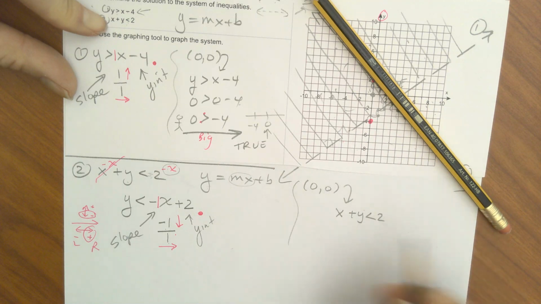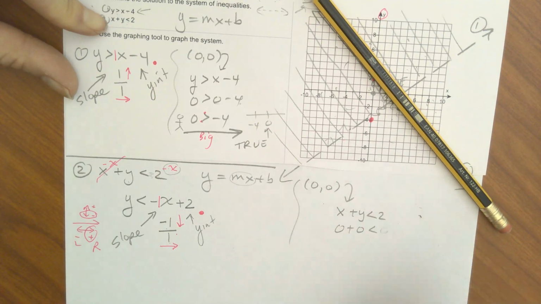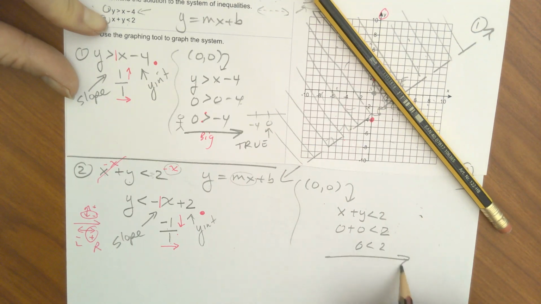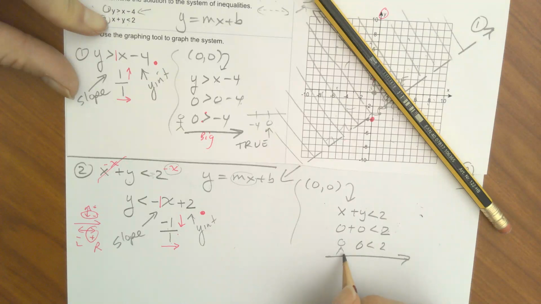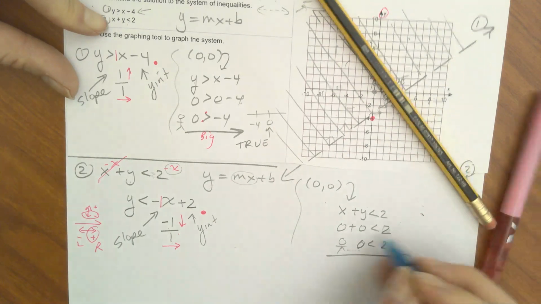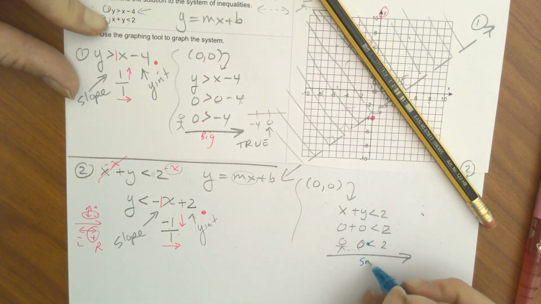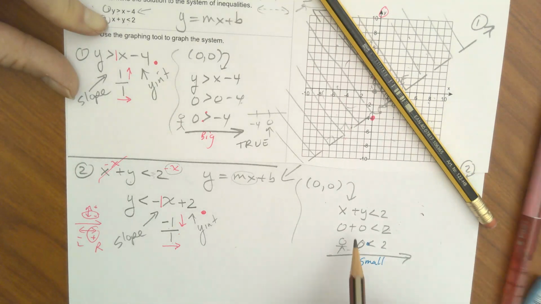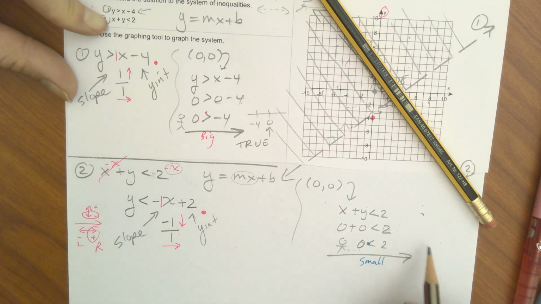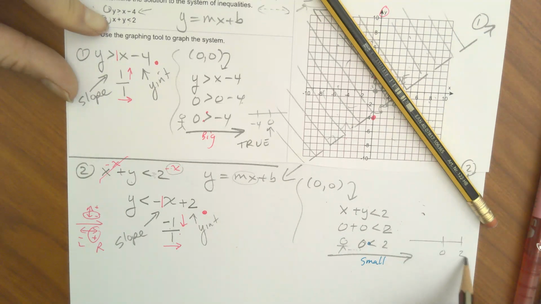Wherever there's an x and y, I'm going to put 0. Oops, that should be 2. And 0 less than 2. So I'm going to read it this way. This is me. I'm going to walk this way. I hit the 0, and then I touch the small side of the sign first. So it says 0 is smaller than 2. Is 0 smaller than 2?